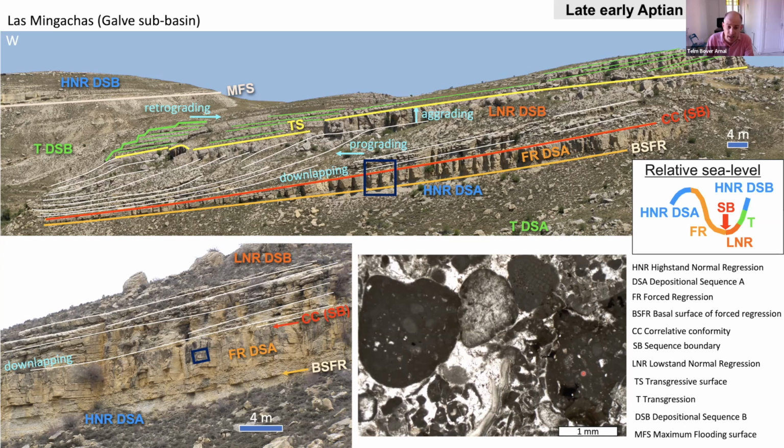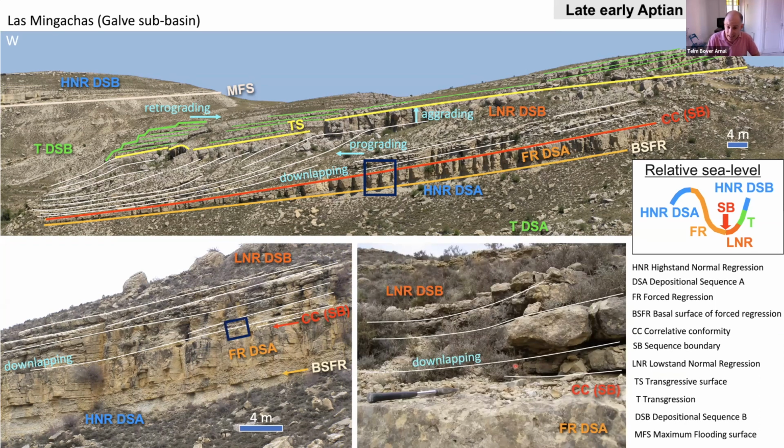Above this forced regressive wedge, above these grainstone deposits, there is the correlative conformity, the sequence boundary that marks the lowest point of relative sea level. This is the top of the forced regression. This is the correlative conformity, which is also a sharp surface. And above we have the downlapping slopes of the lowstand of depositional sequence B.